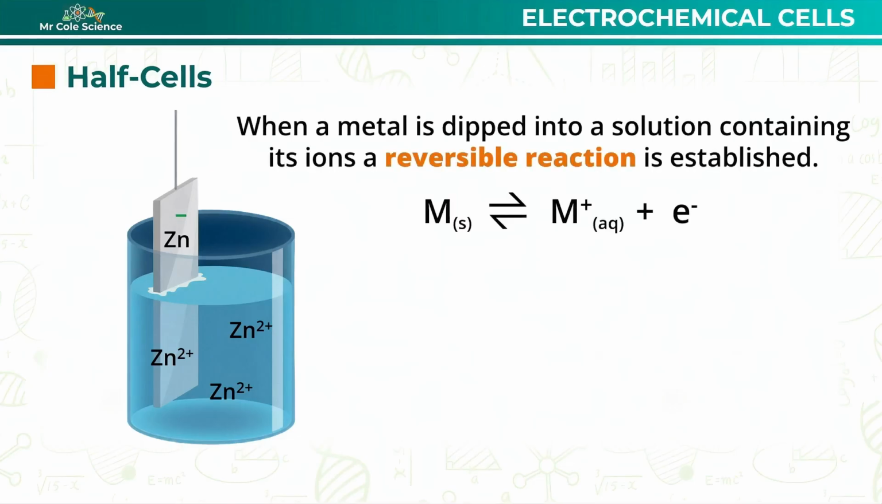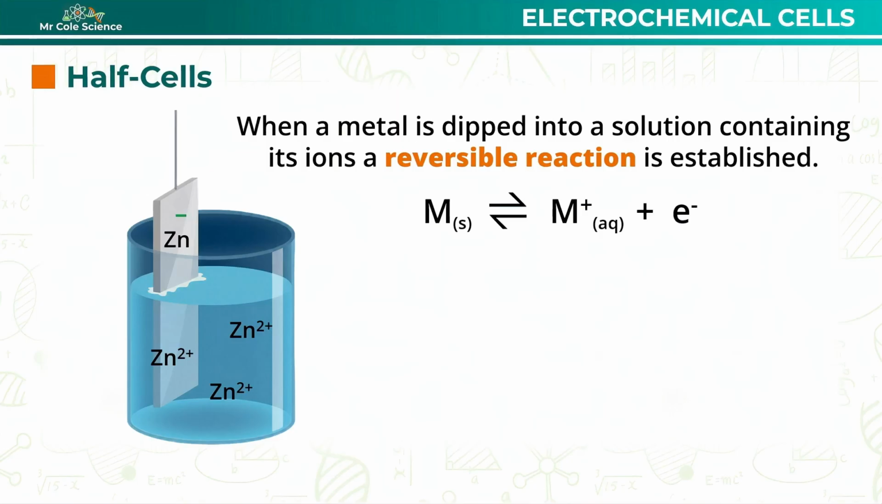And that reversible reaction is between the metal atoms being oxidized, turning into metal ions and giving out their electrons. And the opposite reaction is whereby we have those metal ions being reduced, so gaining electrons and turning back into those metal atoms. Now, because this reaction is reversible, we are going to end up establishing an equilibrium.